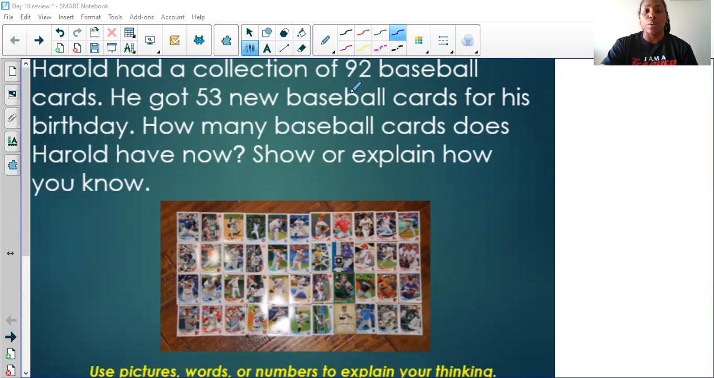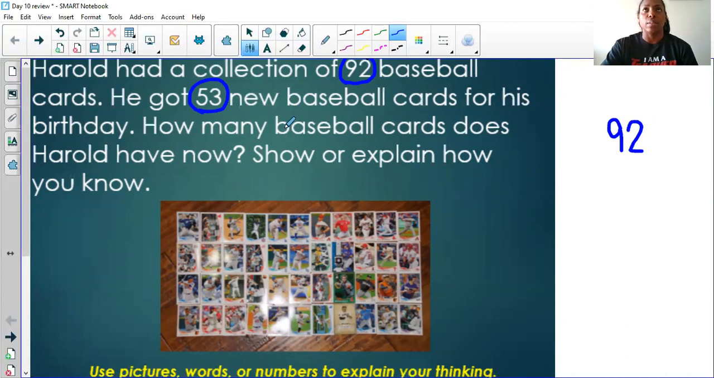So, what are the numbers that we have? We know we have 92. We also know we have 53. So what is important about this information? These are the numbers that we have. Now we need to know what we need to do with these numbers. So Harold had a collection of 92 baseball cards. So we know 92 is important. He got 53 new baseball cards for his birthday. How many baseball cards does Harold have now?